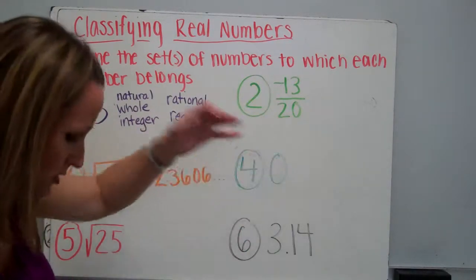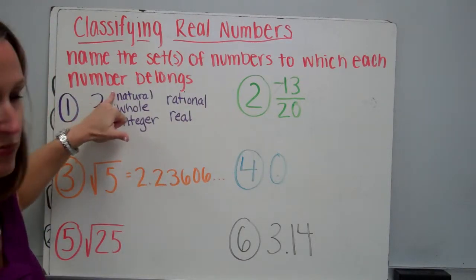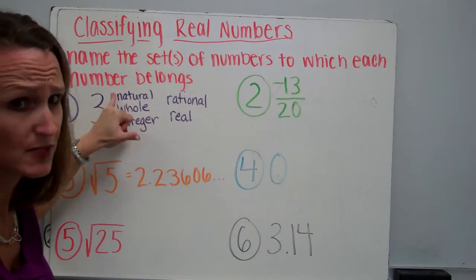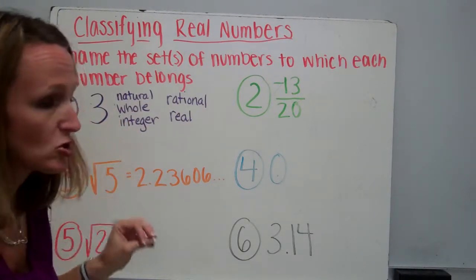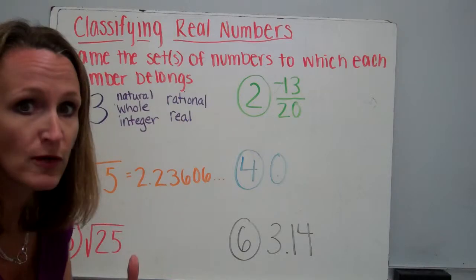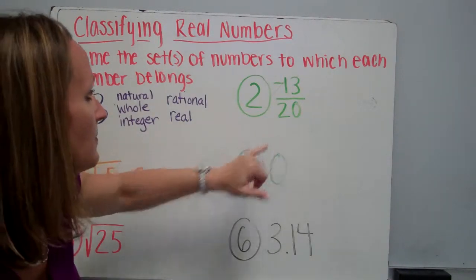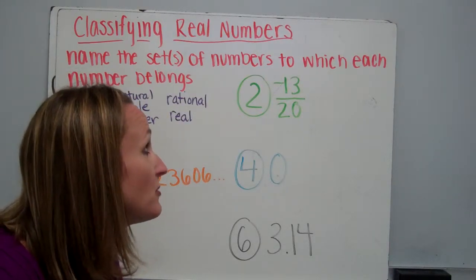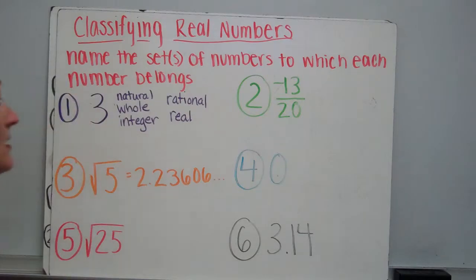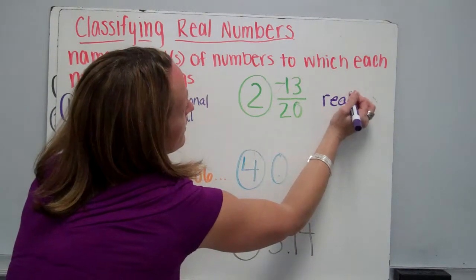What about negative 13/20ths? Well, it's not a natural number because we don't say negative 13/20ths when we count. It's not a whole number for sure. It's not an integer because by definition integers are whole numbers and their opposites. Is it a rational number? It is expressed as a fraction, but we don't know if it's terminating or not. But it is for sure a real number.